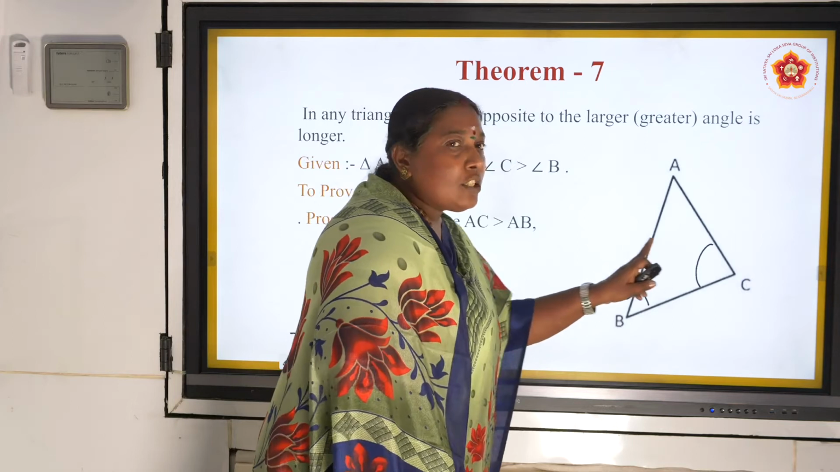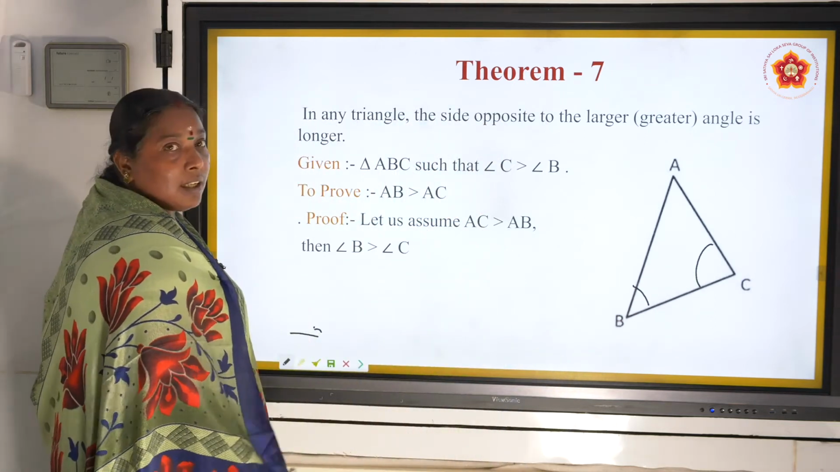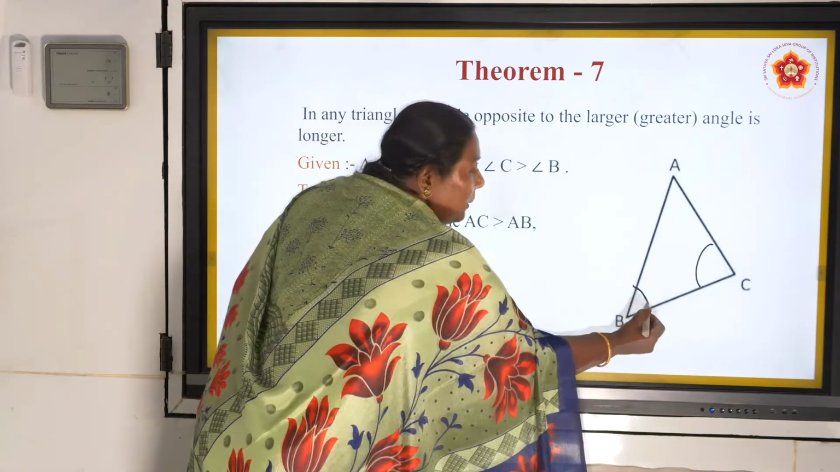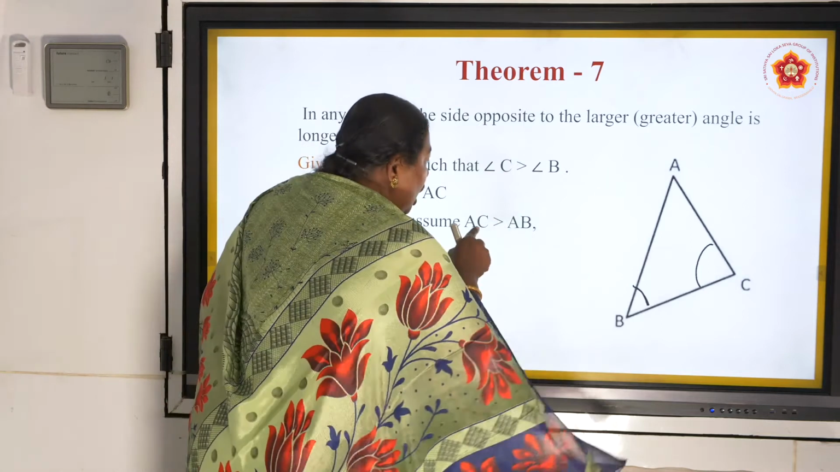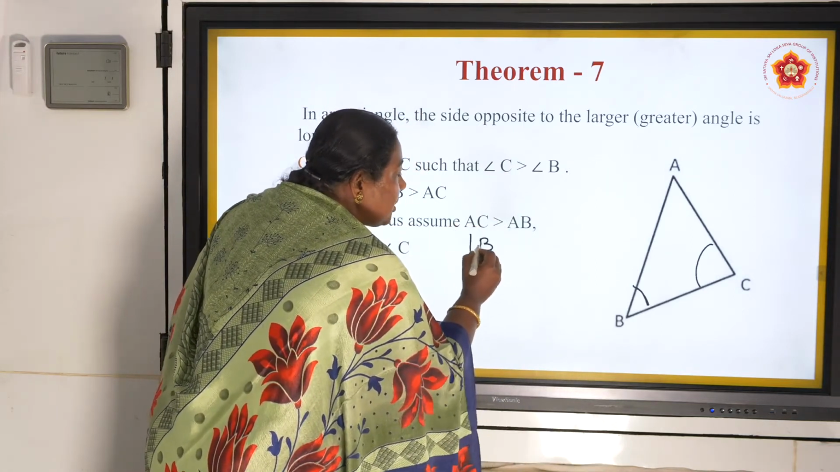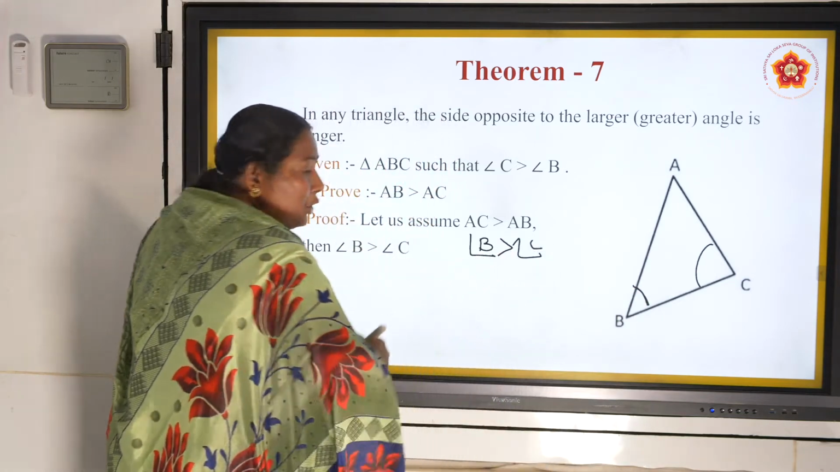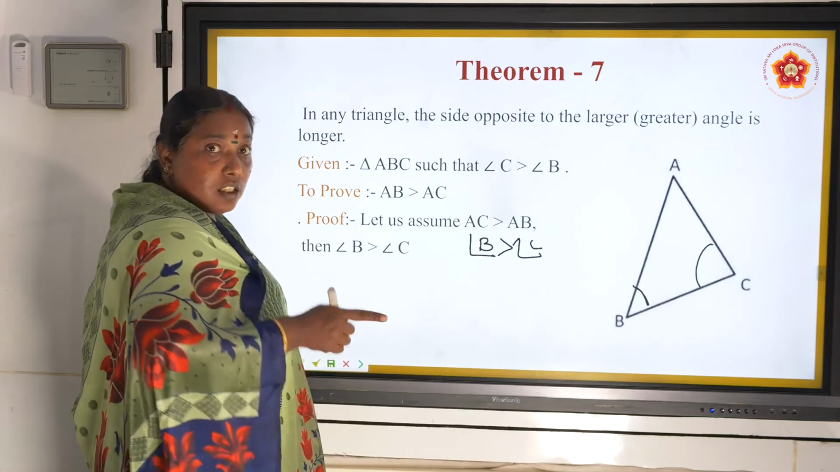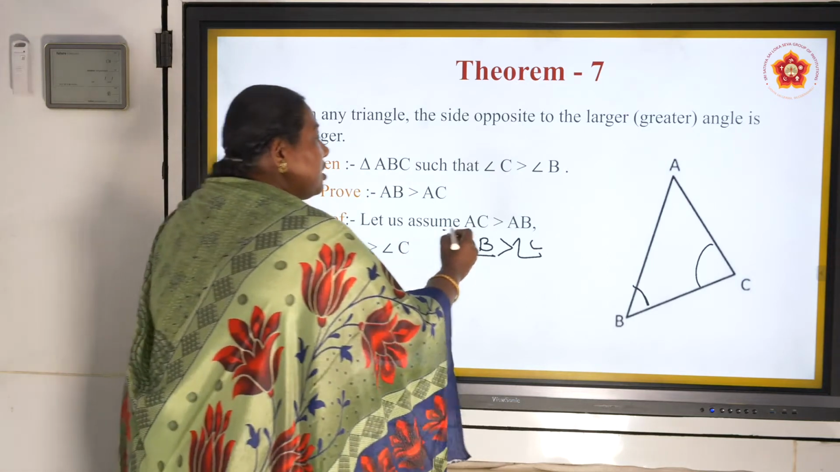If AB is smaller than AC, what will it reach? AC's opposite is B, correct? As per the previous theorem, the larger side will have the opposite angle larger, and AB's opposite is C. Angle B should be greater than angle C. Is it true? No, it's false. So my assumption is false.